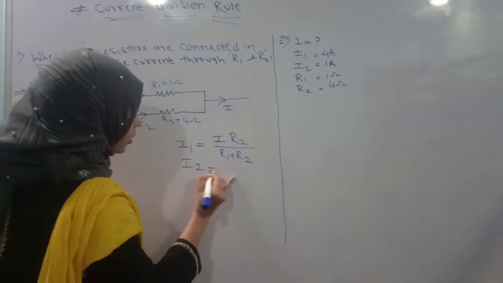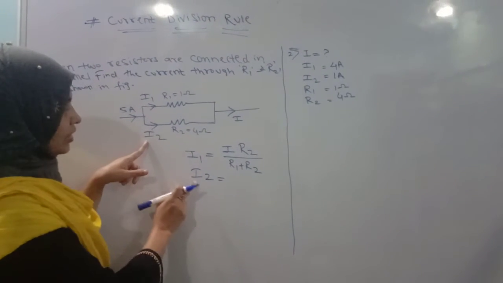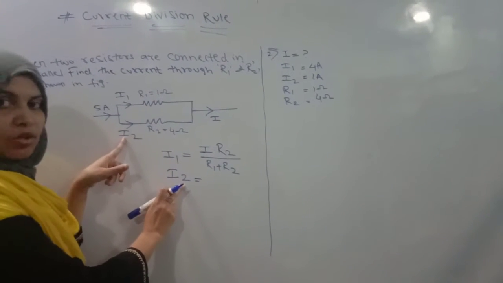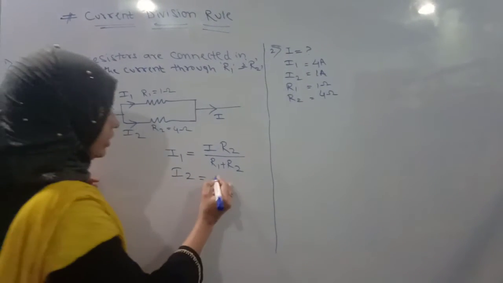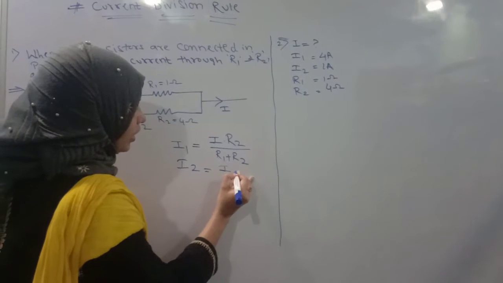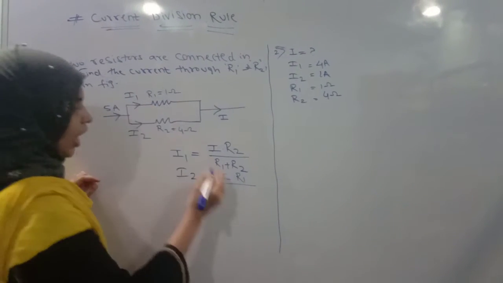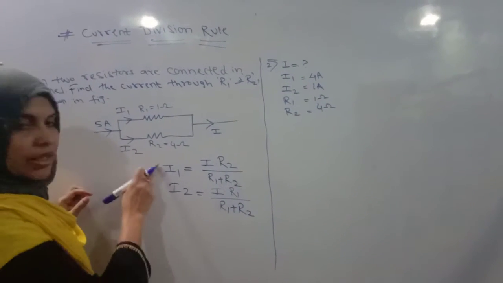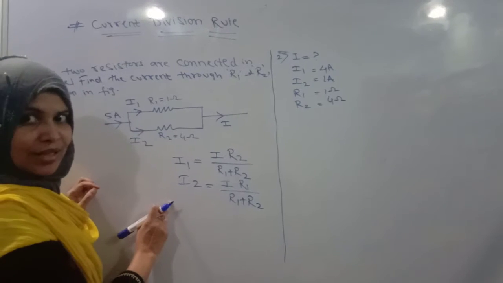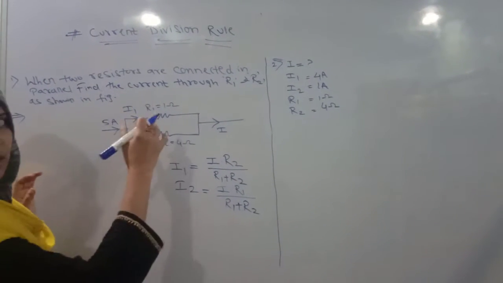Similarly, to calculate the second current, the current flowing through R2, that is again a particular current, not the total current. The particular current flowing through the particular branch is equal to the total current times the opposite resistor. I2's opposite is R1, divided by R1 plus R2. In this way we can calculate I1 as well as I2. Clear?